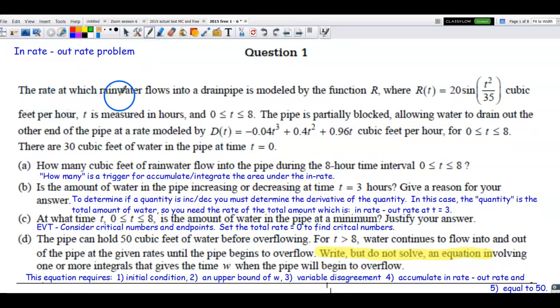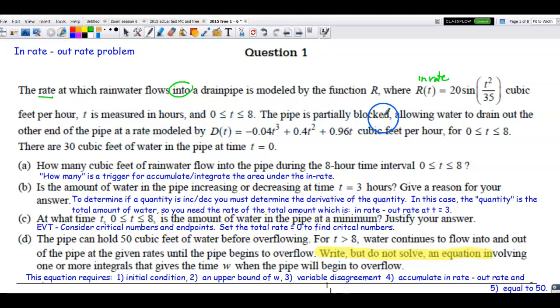The rate at which rainwater flows into a drain pipe is modeled by the function r, where r is given as this function. So we already see very quickly we have an in rate. Notice that r of t is a continuous trig function, and r represents the in rate from the hours of 0 to 8 inclusive.